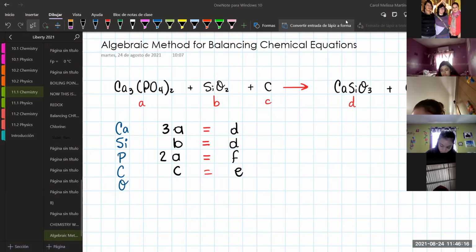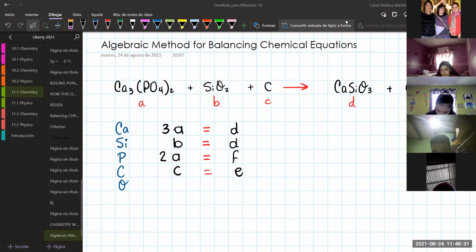And now oxygen, which is usually the more complex one, the longer equation. So in oxygen, how are we going to deal with it? How many oxygens in A? 8. 8 oxygens located at A. How many oxygens in B? 2. Plus 2 oxygens located in the position B. Then instead of the arrow, we write the equal sign.